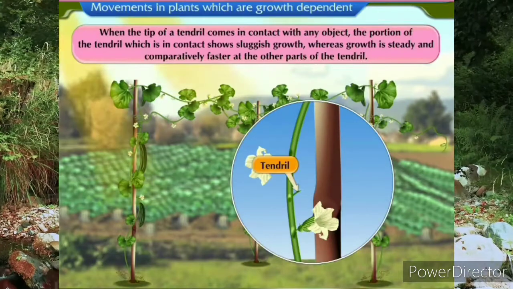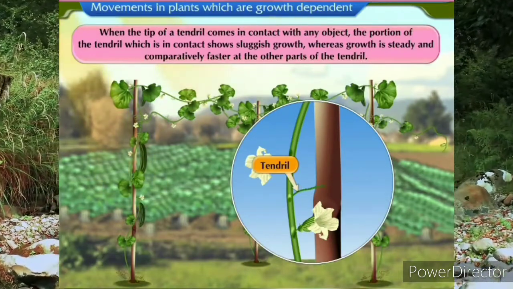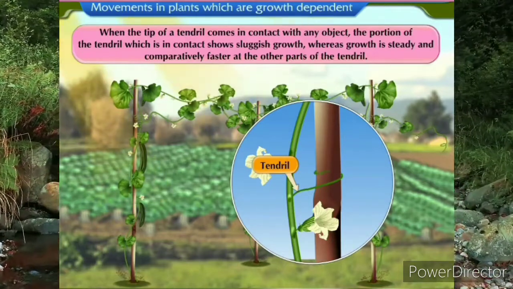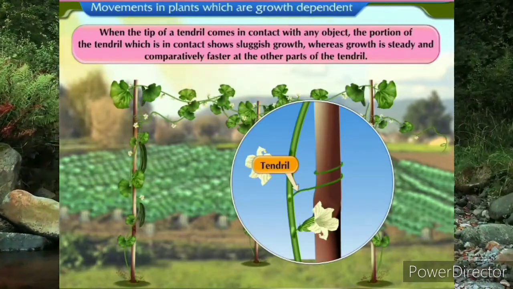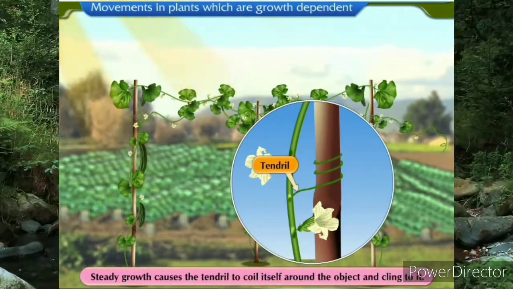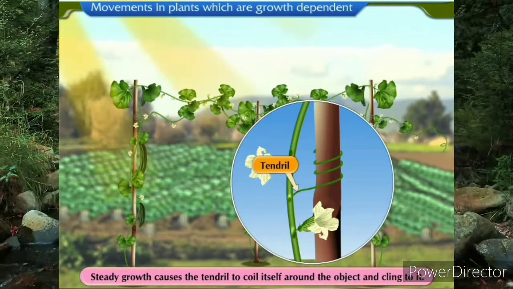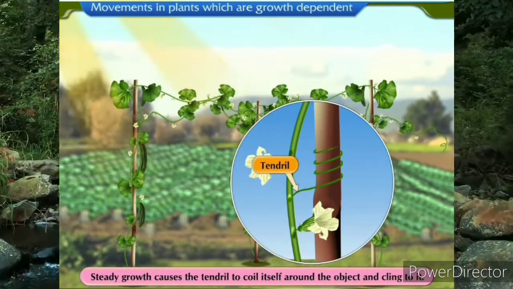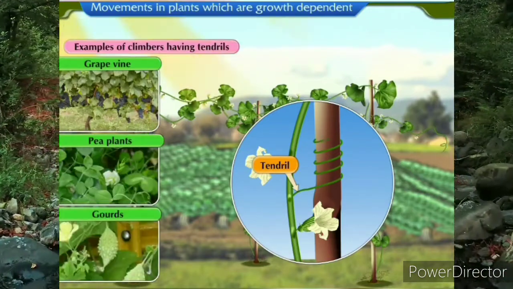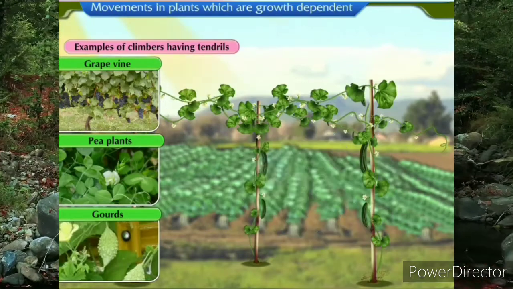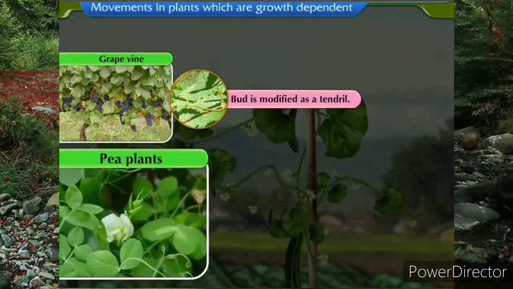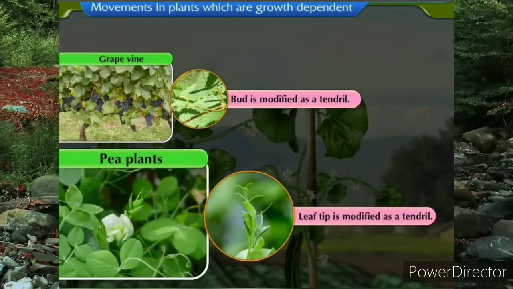When the tip of a tendril comes in contact with any object, the portion of the tendril which is in contact shows sluggish growth, whereas growth is steady and comparatively faster at the other parts of the tendril. This causes the tendril to coil itself around the object and thus cling to it. The grapevine, pea plants and gourds are examples of climbers having tendrils. In a grapevine, the bud is modified as a tendril, and in a pea plant, the leaf tip is modified as a tendril.